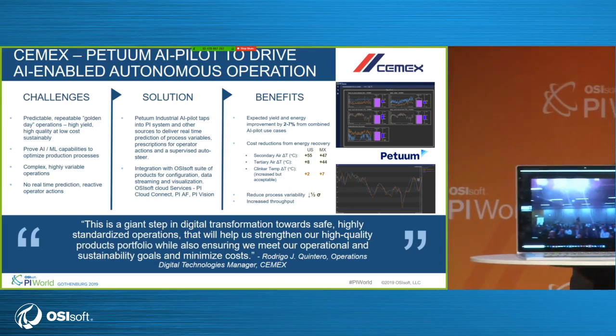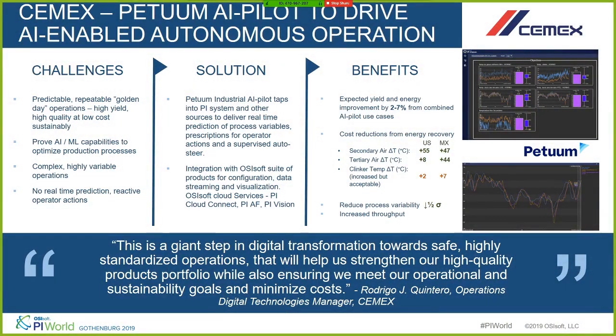Sure, very good, thank you. Regarding challenges, we wanted to obtain predictable, repeatable golden days of operation. It means what our best operators can achieve in one of their golden days, to have it repeated 24/7 throughout the year, to have high yield and high quality at low cost. Secondly, to prove the artificial intelligence and machine learning capabilities to optimize our production processes. We had very complex, highly variable operations, and we had no real-time prediction. The operators were always reacting to whatever was happening. They had no proactive way of knowing how the system was behaving, other than their intuition and experience.